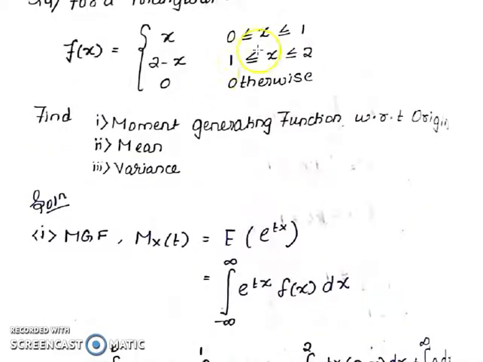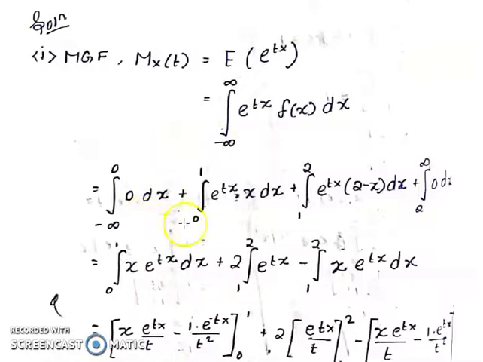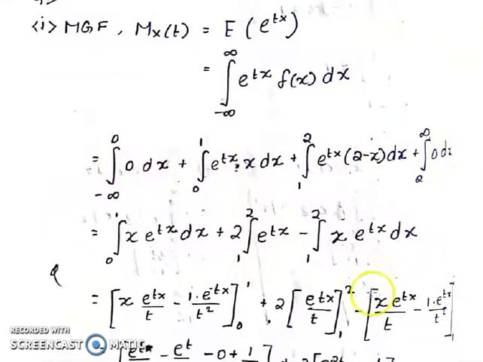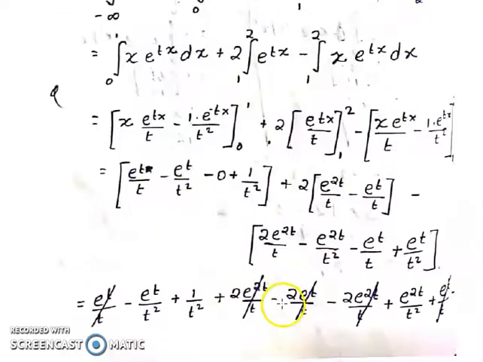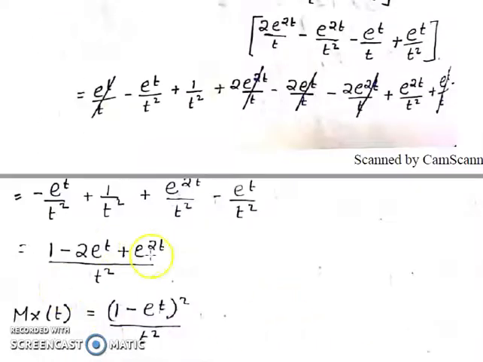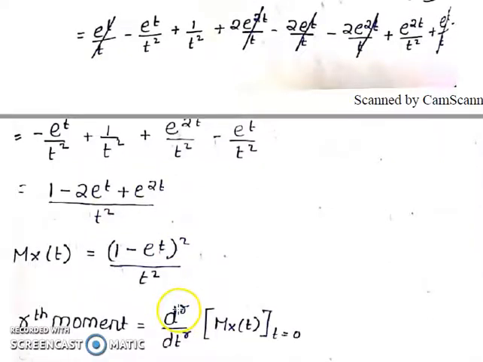From 0 to 1 it is x, otherwise it is 0. So from 0 to 1, e power tx times x; from 1 to 2, e power tx times 2 minus x; otherwise this is 0. Now simplify this. Apply the UV formula. After simplification and cancellation we get this result, the moment generating function.